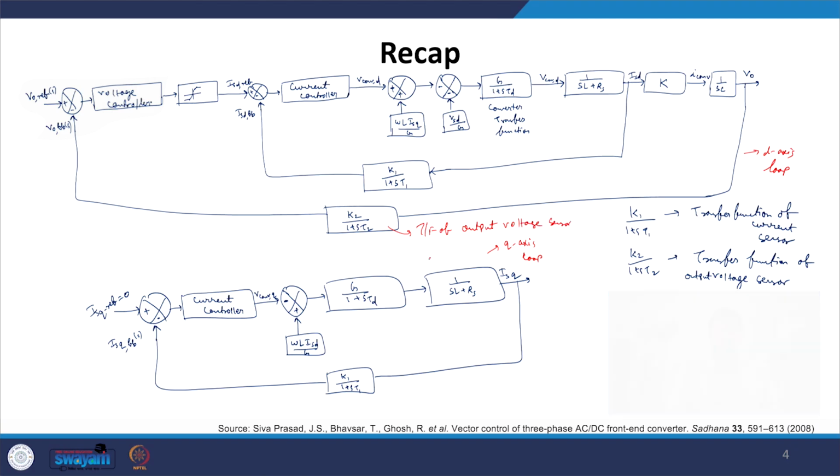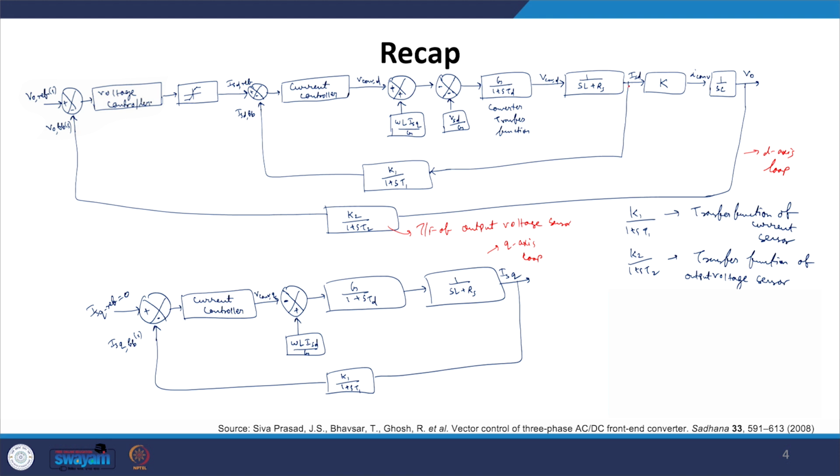Nothing but this K2 is the gain, and the denominator indicates the bandwidth of the sensor, which corresponds to 1 by T2. For simplicity we assume that the sensor has a first order response. So that's why we have taken a single order transfer function.